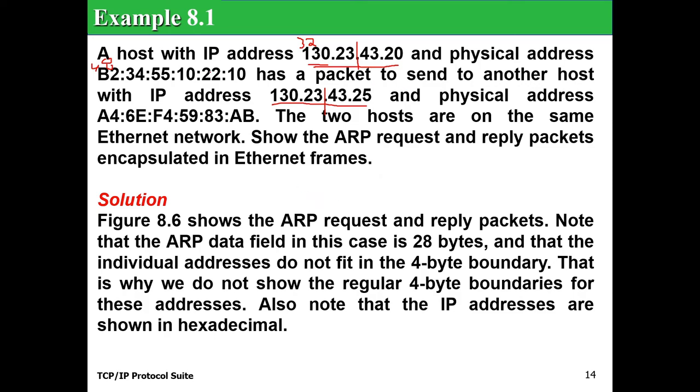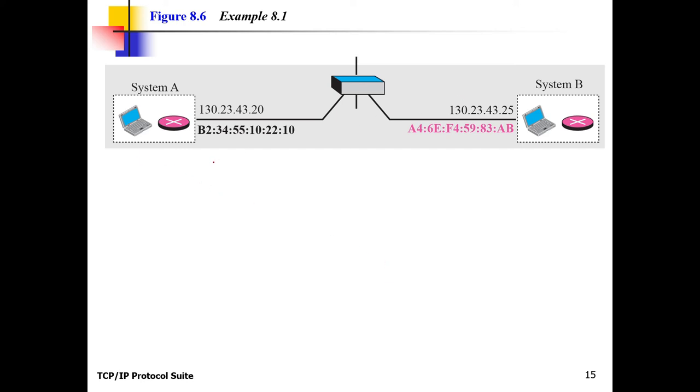So what do we learn here? We have a host to host. From the IP addresses, we know they are class B, and from the network section, we know they are in the same network, same segment. And the source does not know the Ethernet address of the destination. So how will this work? Note that the ARP data field in this case is 28 bytes, and that the individual addresses do not fit in the 4-byte boundary. So this way we do not show regular 4-byte boundaries. I'm not sure what he's talking about here.